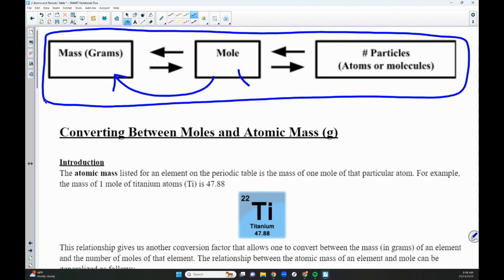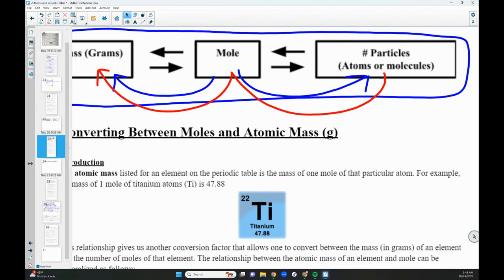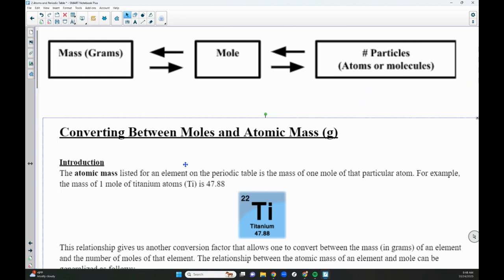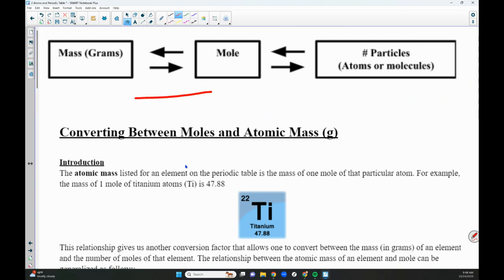We can go from moles to number of atoms. That's what we learned about yesterday. Or I'll show you in red here. We can go in two steps from number of atoms to mass or vice versa. So really we can move anywhere along this roadmap. But as I said, today we're going to be focusing on this portion over here.